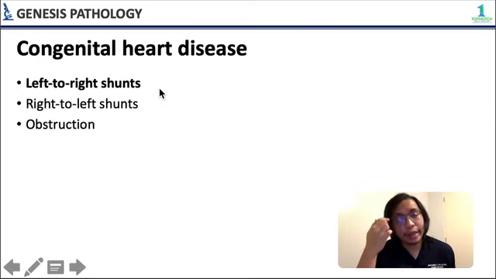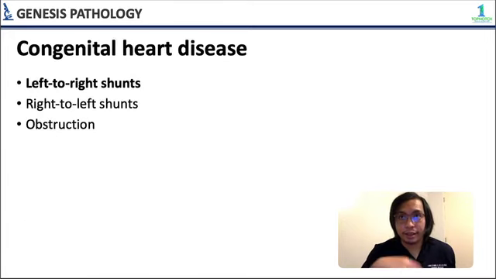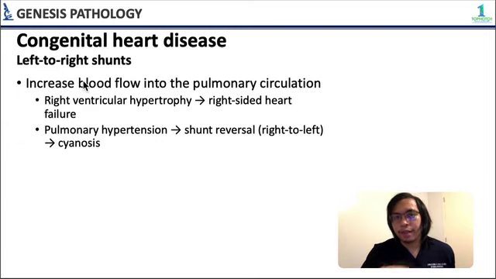Now, we can classify our congenital heart disease into left to right shunts, right to left shunts, or obstructive lesions. Now, first, we talk about left to right shunts. Now, left to right shunts, usually you have a congenital heart disease that increases blood flow into the pulmonary circulation.